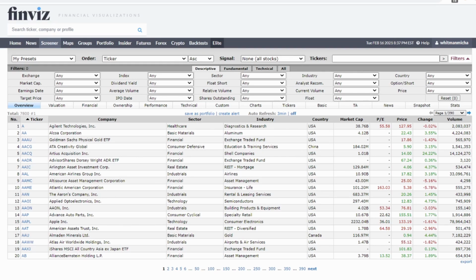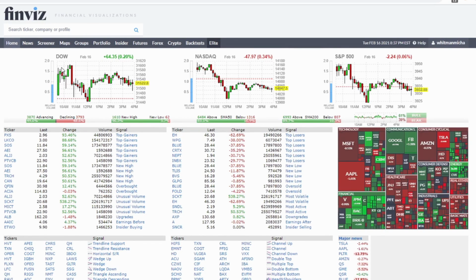Now, there is a lot of stuff going on on this website. First, we're actually just going to go back to the home page. There's a lot going on here, guys. You have the indexes on top. You have tabs with home, news, the screener, maps, group, portfolio, insider trading, futures, forex, crypto, backtest, and elite. We're going to leave elite alone for now because elite's the paid version. I don't want any of you to pay if you don't have to, but that's up to you.